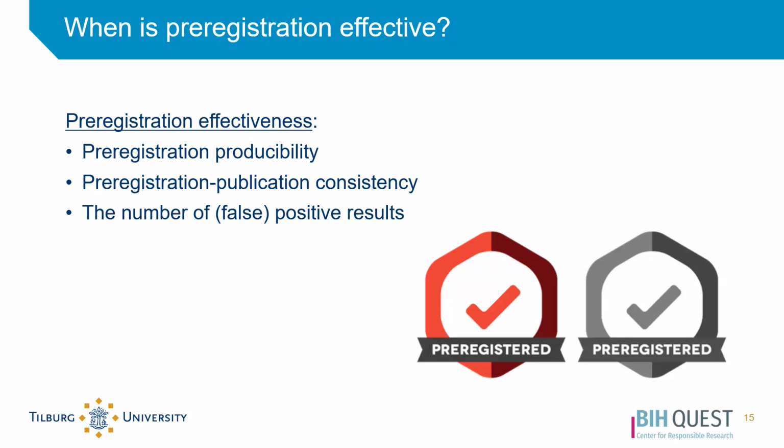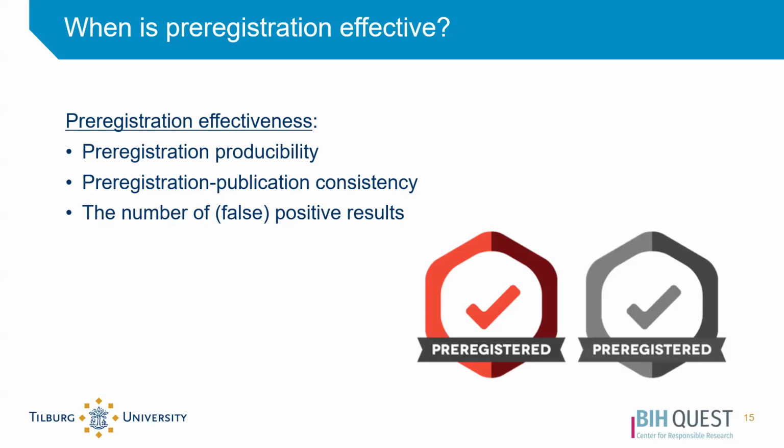In some, it's how detailed your pre-registration is. Then there's pre-registration publication consistency. So if you compare the pre-registration and the final paper, how aligned are they? You can have a really big, long pre-registration with a lot of details, which is really producible. But if you then still do all kinds of other things in your actual study, then there's a lot of inconsistency, and there's still maybe questionable research practices going on. So you need both producibility and consistency.